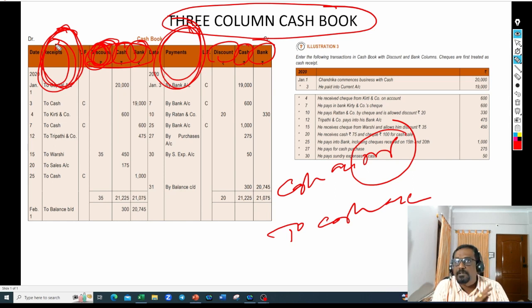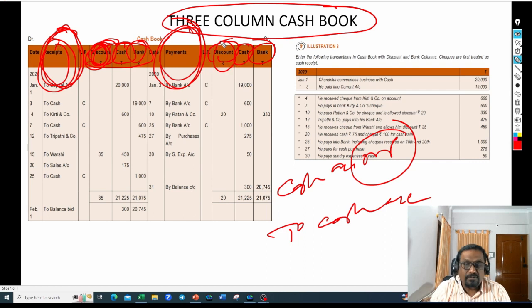So this is what I explained in the 2 columnar cash book, and that continues to be there here in the 3 columnar cash book as well. So please remember, when we are showing discount on the debit side, that is nothing but discount allowed, because I allow the discount when I receive the amount. Getting my point? In a similar way, go to the payment side.